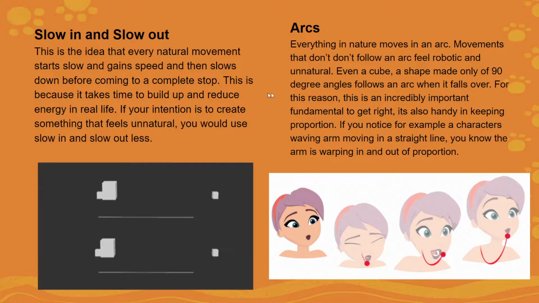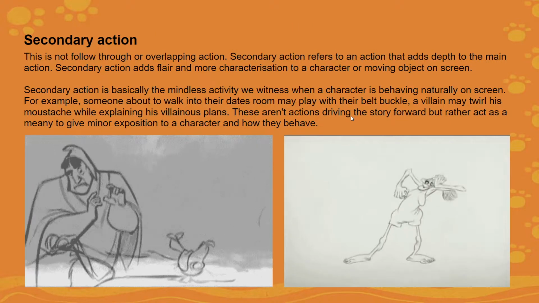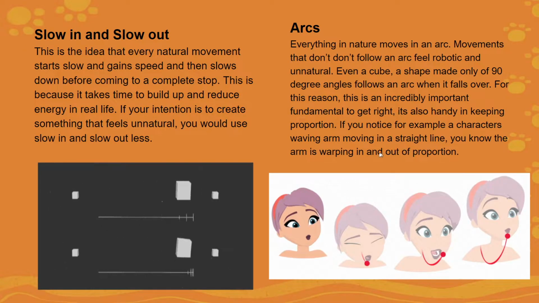So this is an incredibly important fundamental to get right. It's a handy tool for keeping proportion. And if you notice, for example, a character's waving arm moving in a straight line, the arm is warping in and out of proportion. So we'll find examples of that in a second, or we'll actually probably work with arcs in the demo.